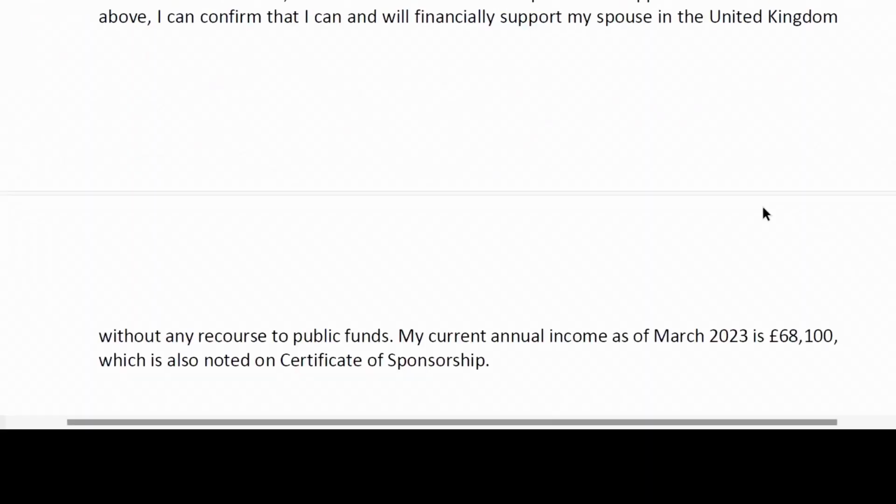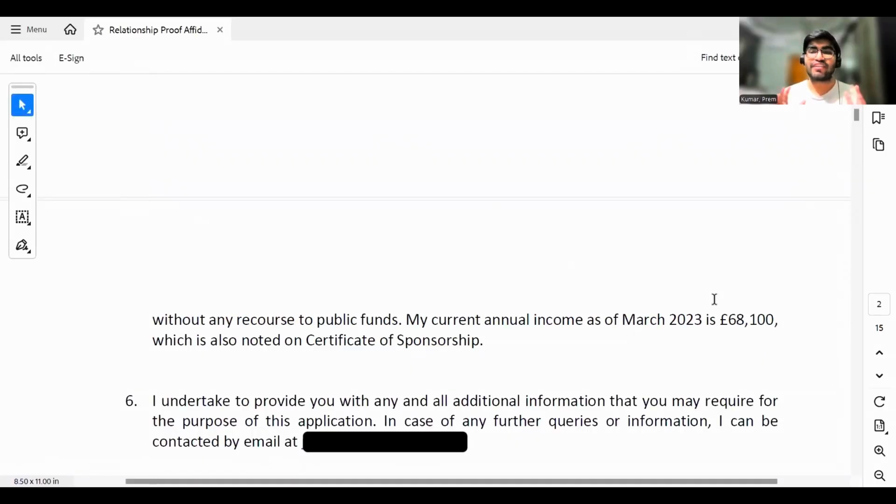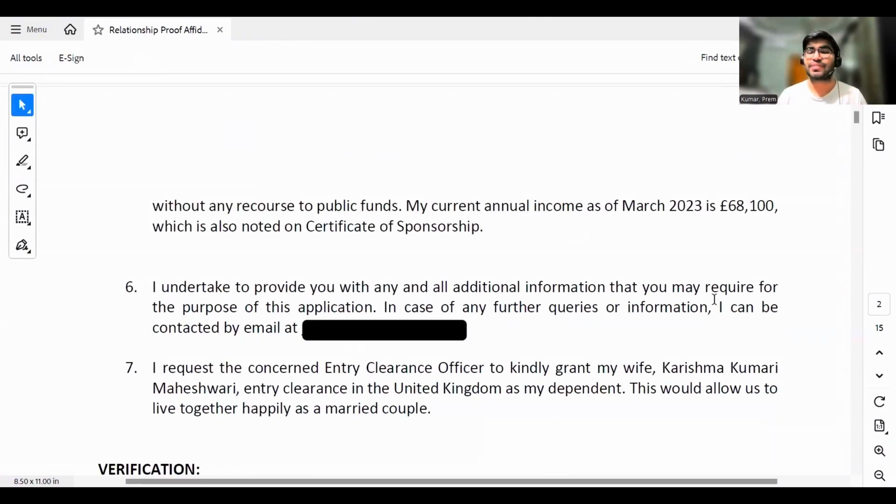Just to strengthen this further, I also talk about my annual income, which is also reflected in my certificate of sponsorship already, but I just said that even if Deloitte doesn't support me, I have enough salary to support myself and my dependent. The next one is literally saying, I've given everything I thought you would need, and if you need anything else, here's my email ID, just reach out to me and I'll be happy to assist you. And the last one is just a statement saying, please grant my wife permission because we have satisfied each and every requirement for this visa. So please grant the entry clearance to my wife.